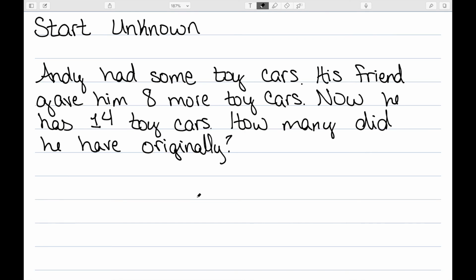The last type of join problem would be a start unknown problem. As an example, Andy had some toy cars. His friend gave him 8 more toy cars. Now he has 14 toy cars. How many did he have originally? So our start value is unknown. We have another value, a second set, and then we want to combine them all to get 14. So this would be a join problem with our start unknown.